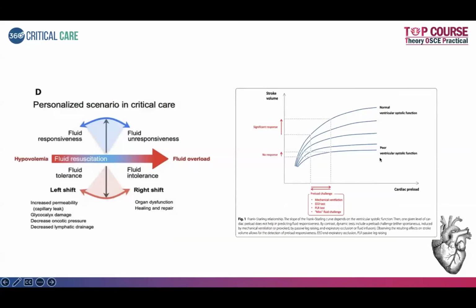So, when we talk about fluid responsiveness, we must mandatorily know what the Frank-Starling law is, right? So, what is the Frank-Starling law? As we all know, can one of you tell me what the Frank-Starling curve represents normally?